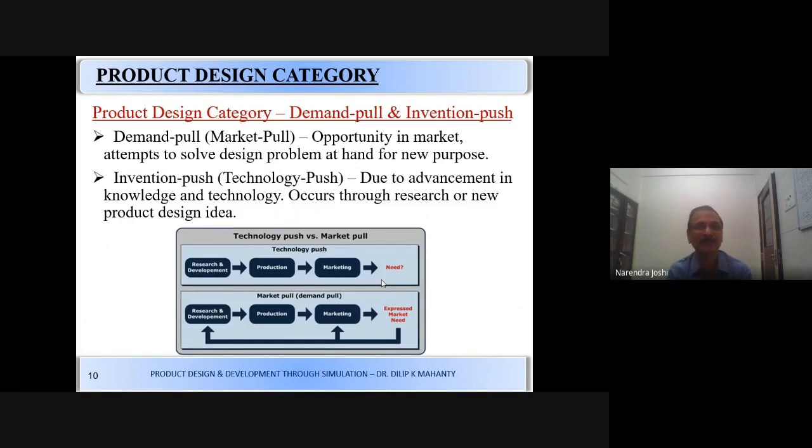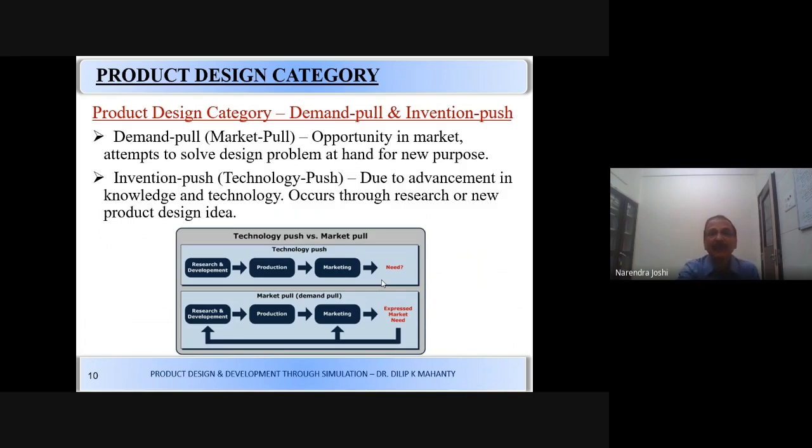Demand pull, invention push. Demand pull means market, with these opportunities existing in the market. So how do I attempt to solve this problem and for a new purpose? Second is invention push, that is technology push. We have advanced very much in technology and knowledge. How do I use this to reach a new product design idea?